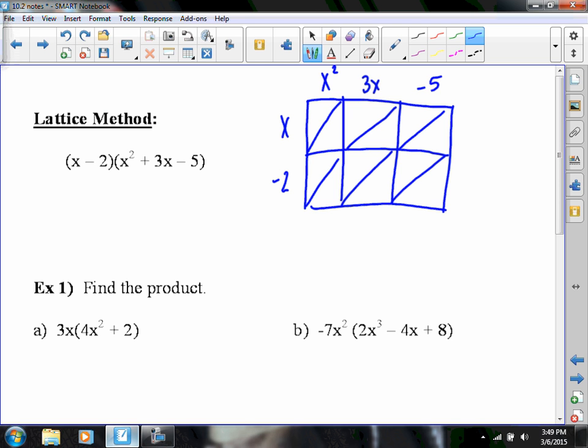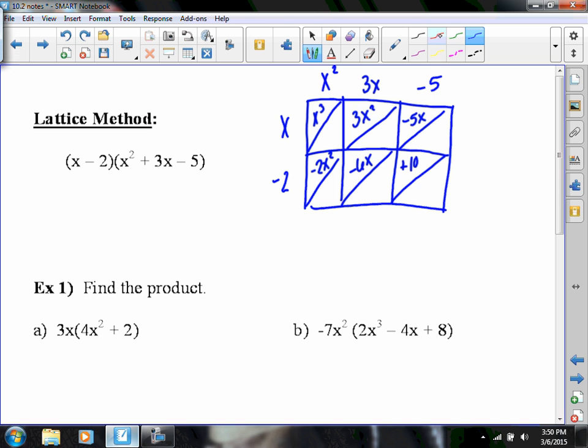Okay. So once it's all set up, then the multiplication goes pretty quick. So you have x squared times x, that's going to be x to the third. 3x times x, that's 3x squared. -5 times x, that's -5x. So usually you put your answer in that top part of the little diagonal. And then x squared times the -2 is -2x squared. And then 3x times -2 would be -6x. And then the -5 times the -2, that's a positive 10.